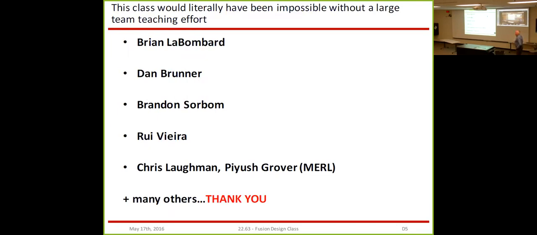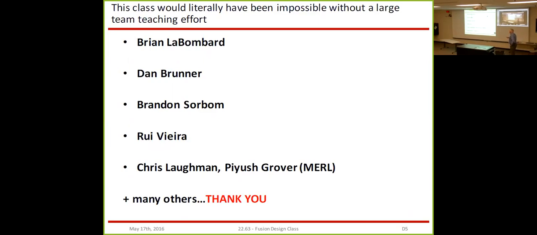Brian Bombard was critical, of course, with his expertise in diverter physics and ACOMI. Dan Brunner helped immensely with his ideas about instrumentation and diverter materials exhaust. Brandon, who was in fact a member of the 2263, the last one design class, helped immensely in the neutronics. Rui Vieira helped in heat transfer and other aspects of this.